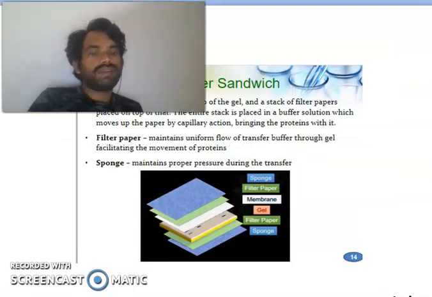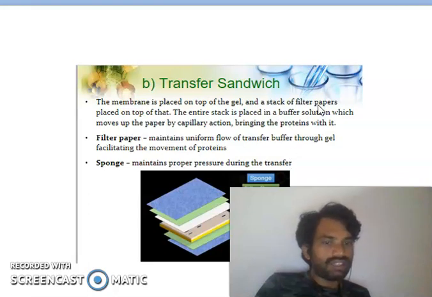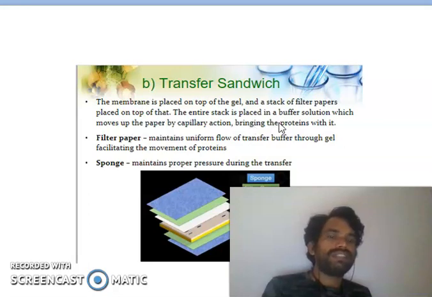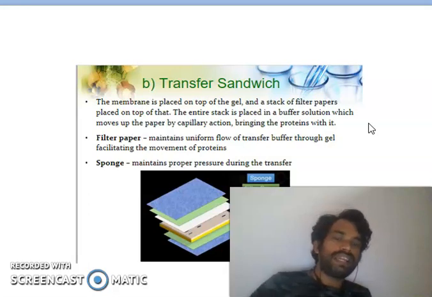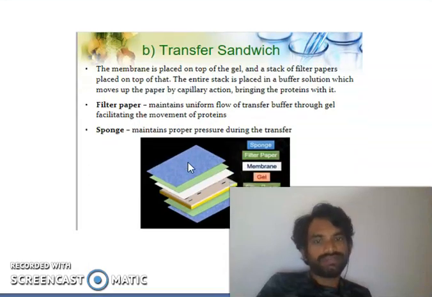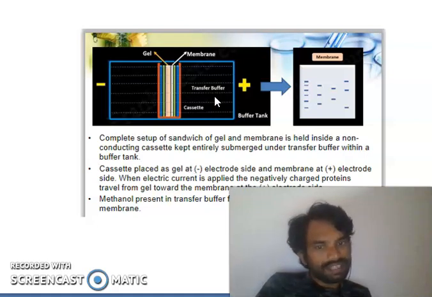Then you can see the transfer sandwich, how your protein will be transferred. The membrane is placed on top of the gel, and it is stacked with filter paper placed on top of that. The entire stack is placed in the buffer solution, which moves through the paper by capillary action, bringing the protein with it, along with filter paper and sponge. Then you look at how the membrane and proteins are arranged: gel, membranes, transfer buffer, the cassette holder, and buffer tank.